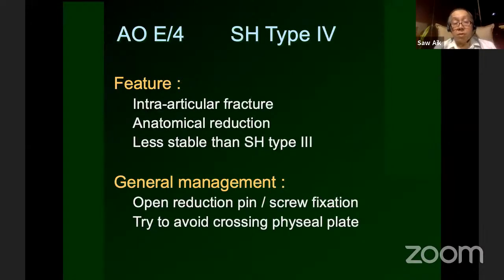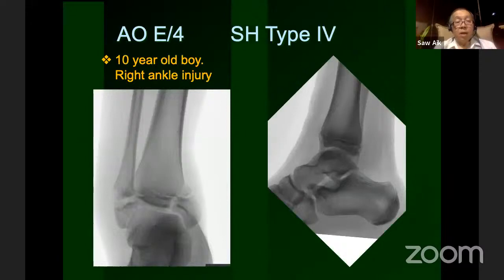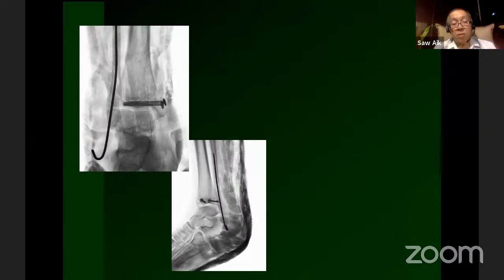AO E4 or Salter-Harris 4, again an intra-articular fracture like type 3, except that it is not so stable proximally. It can move up. So this 10-year-old boy, the right ankle injury, the lateral malleoli we saw just now, this is the medial side, small metaphyseal fragment. It is unstable, but it can be fixed through the epiphysis without disrupting the physeal plate.